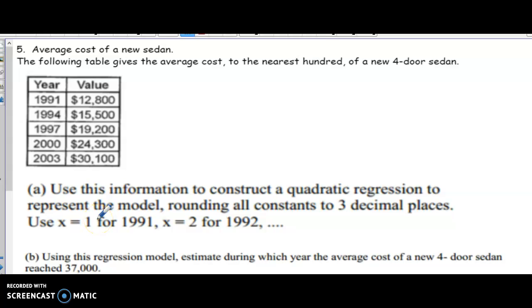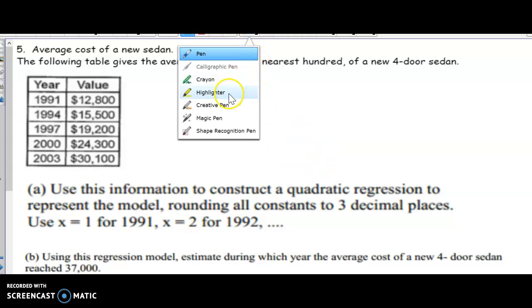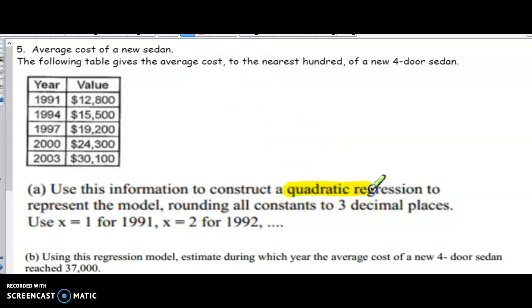If I continue on and I look at this one, nearest 100, again, read what you're looking for. You're looking for a quadratic regression, rounding all constants to 3 decimal places. And then here's a big one on this one. We're going to use x equals 1 for 1991. For 1992, it's going to be 2.